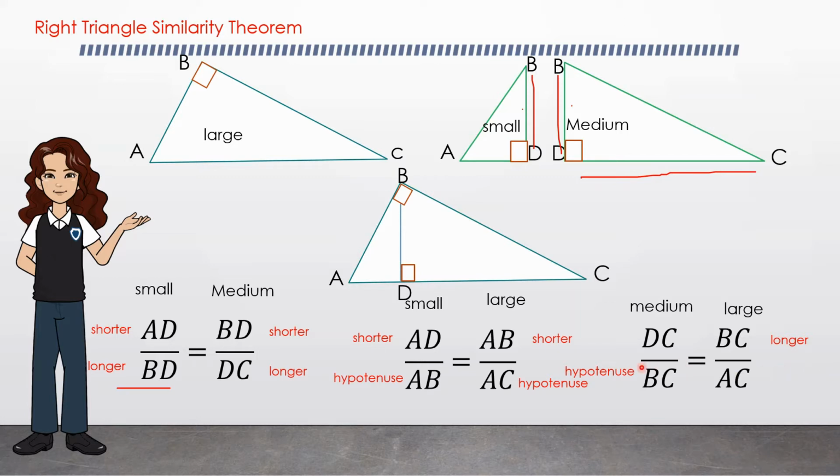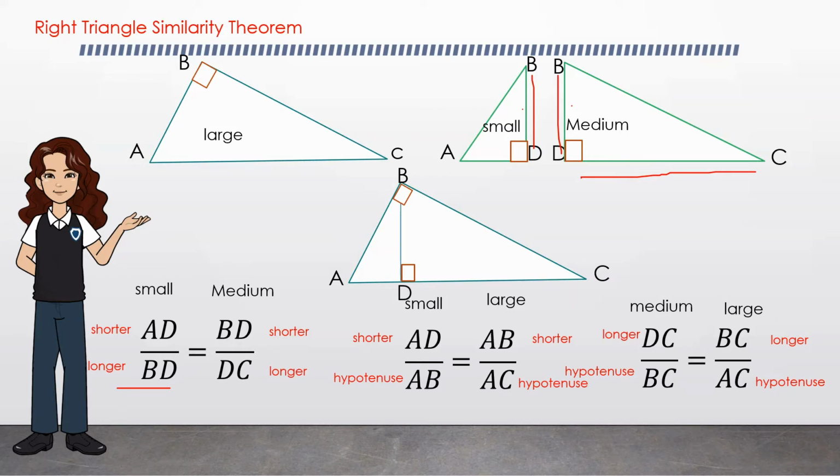Okay. What is the corresponding of the hypotenuse in a large? So, the hypotenuse is AC also. And the longer leg in the medium is the segment DC. This is the longer leg. So, now, these are the three proportional segments in a right triangle similarity.